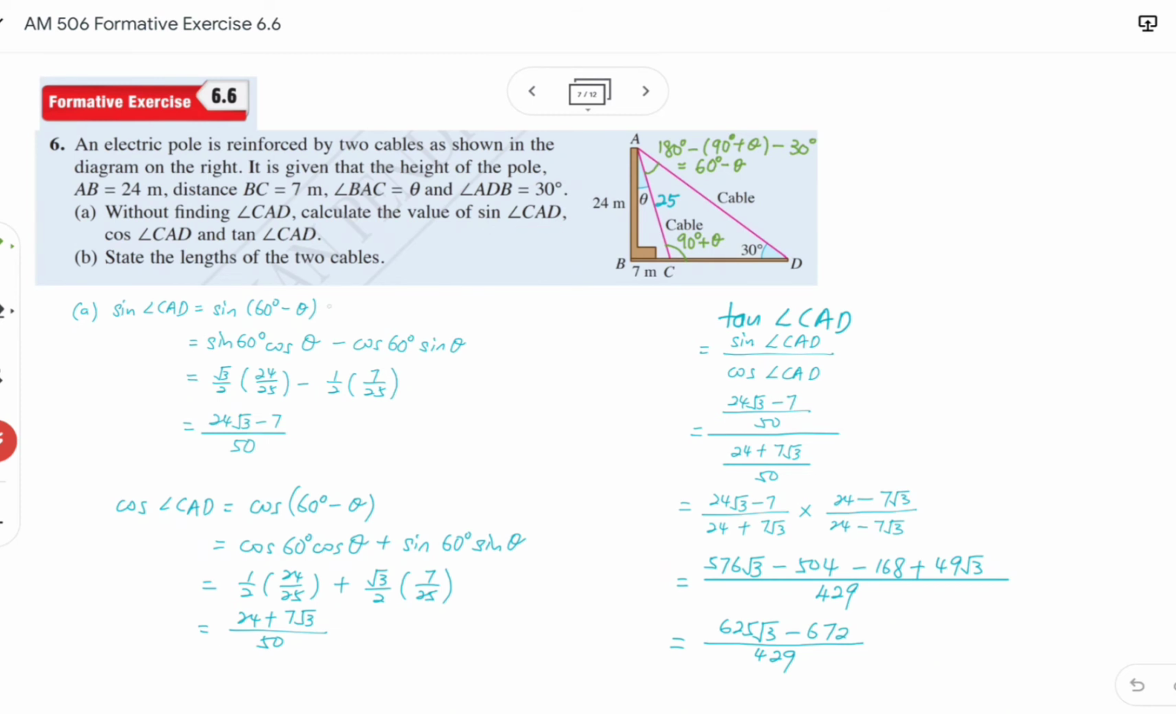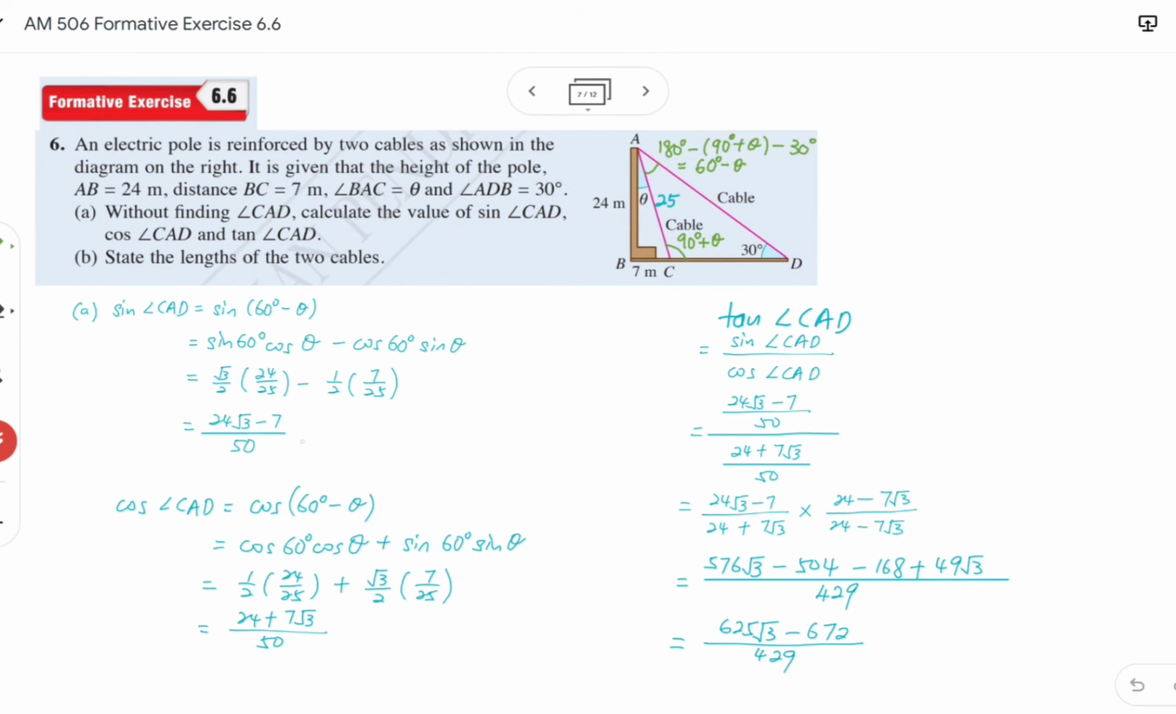So by expanding with the addition formula of sine, sine angle CAD is actually sine (60 minus theta). So expand it with sine 60 cosine theta minus cosine 60 sine theta. We get sine 60, which is root 3 over 2, cosine theta, theta is here, and the cosine is 24 over 25. Then cosine 60 degrees, which is 1 over 2, sine theta will be 7 over 25. We get the 25 from the Pythagoras theorem because of the right angle here.